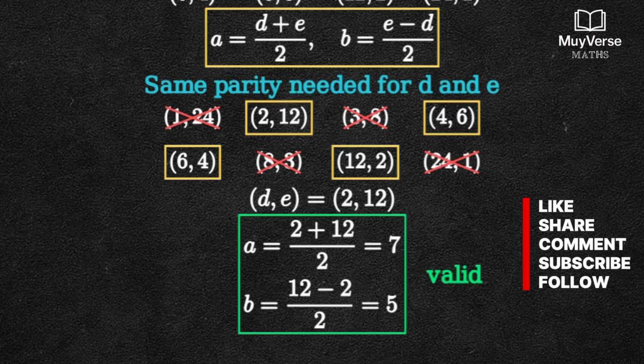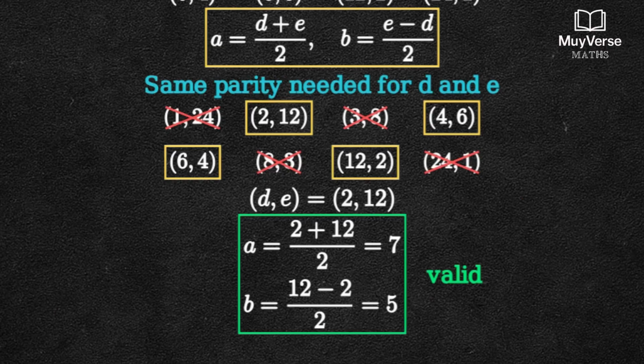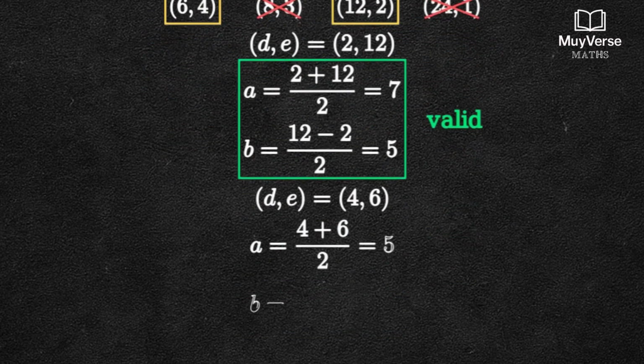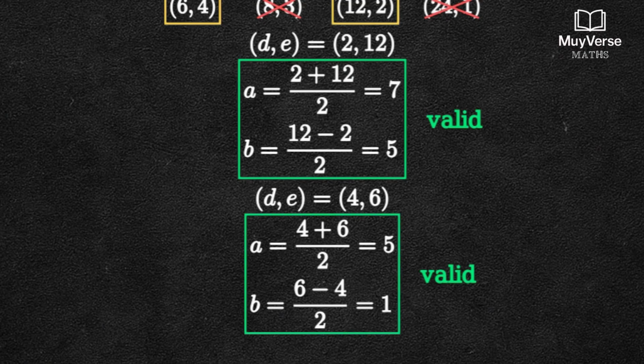Valid. Now, d equals 6 and e equals 4. Then a equals 5, but b equals (4 minus 6) over 2 equals negative 1, which is not positive. Reject. Finally, d equals 12 and e equals 2. Then a equals 7, but b equals (2 minus 12) over 2 equals negative 5, which is not positive. Reject. Step 5. Collect the positive integer solutions.